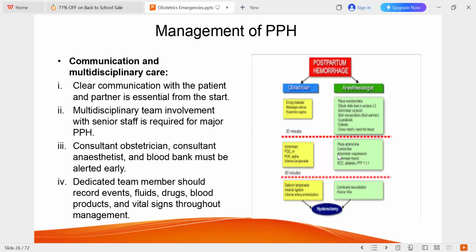This is not the case for junior residents or senior house officers. All right, the most senior member of the team, starting from the consultant of both teams, this should include the obstetrician, the anesthetist, the hematologist, everybody. Okay, a dedicated team should record events. All right, fluid, drugs, blood products, and vital signs for the management. So important, is very important. Communication and multidisciplinary care is very crucial in the early management of PPH.